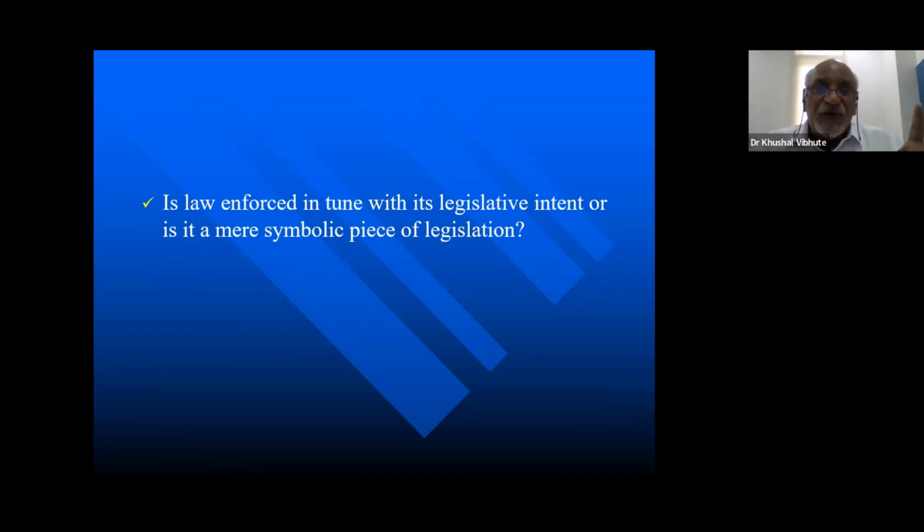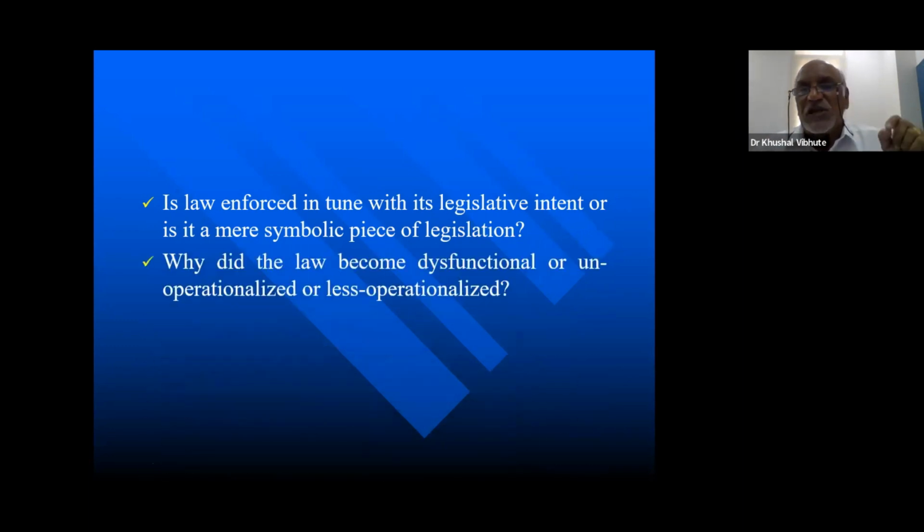Now, therefore, when you look at this one, probably you need to find a legal fact. Why has a particular legal fact or law become merely symbolic, merely cosmetic legislation, because it remains in a statute book, it is not executed with the same zeal with which the legislature has enacted it? Therefore, why has a particular law become dysfunctional or unoperational or less operational? Now, this becomes a legal fact for you to undertake systematic scientific inquiry.